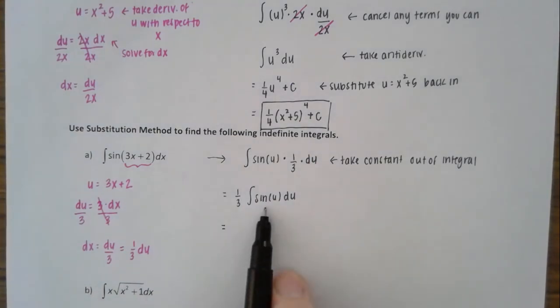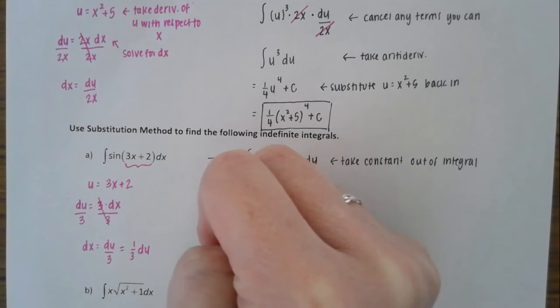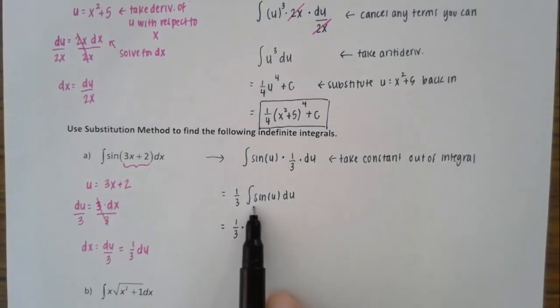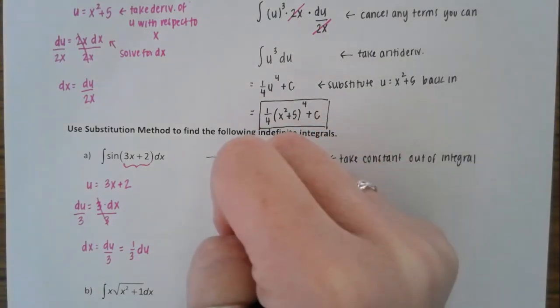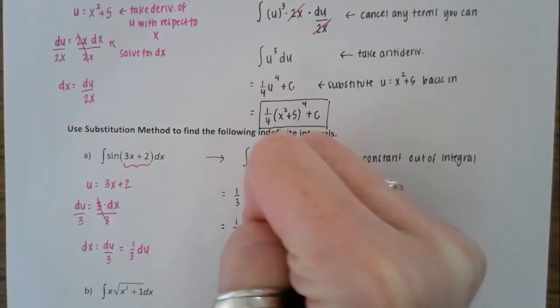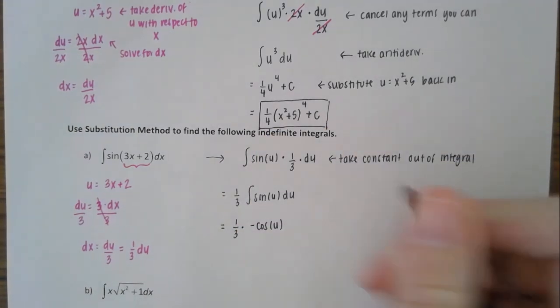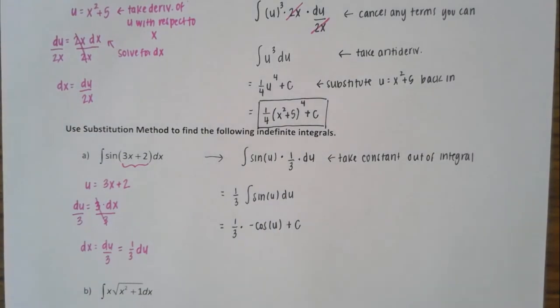And once you take the antiderivative, you don't need the integral symbol anymore. But I am still going to pull down that 1/3 because that is still going to be part of our antiderivative. So if we think about the antiderivative of sine, that's going to give us a cosine. And again, I'm just keeping it in terms of u right now. And again, since this is an indefinite integral, I want to make sure that I'm putting plus c.